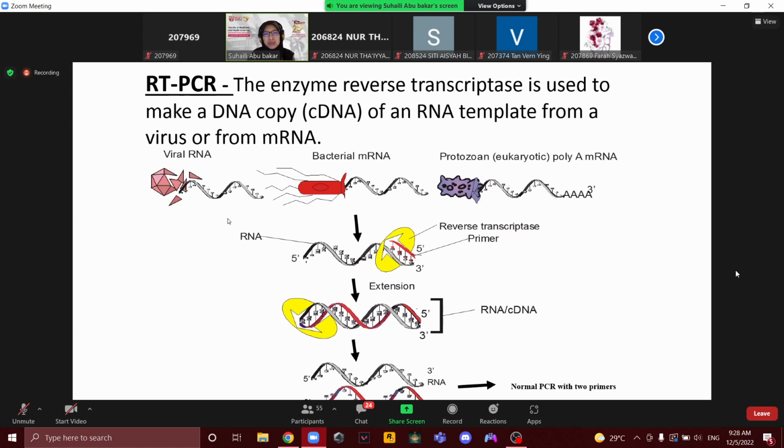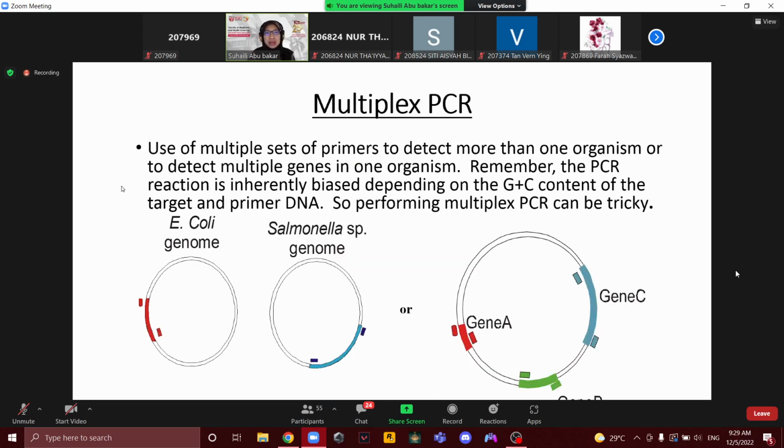From this picture, any source can be used: viral RNA, bacterial mRNA, protozoan, or human RNA. You can extract RNA from a blood sample as well. From this RNA, you reverse transcribe all the RNA sequence into the cDNA sequence. Now you have double-stranded DNA. Then you can continue with the normal PCR with 2 primers, and that is real-time PCR.